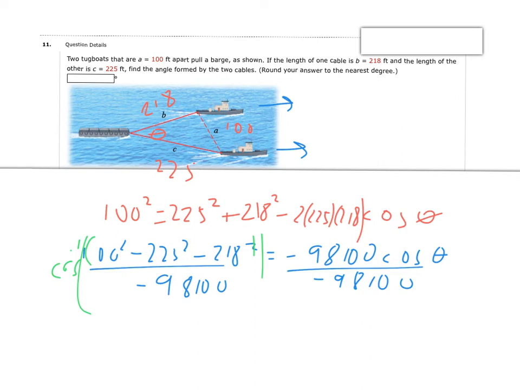And what did I get? I got 26.03. How do they want us to round? To the nearest degree. So that's just going to be 26 degrees. Oh, they already have the degree sign there.